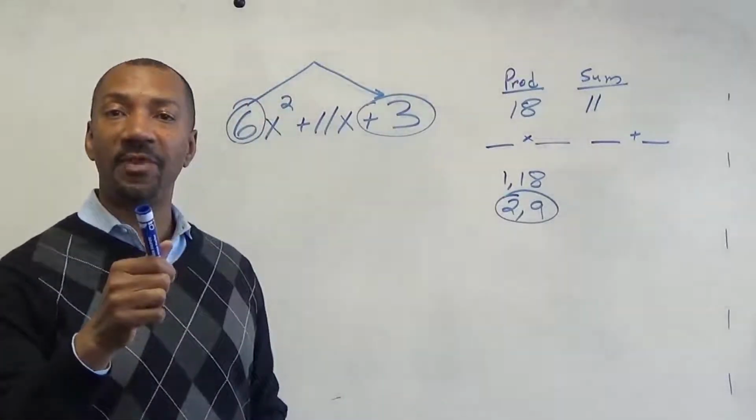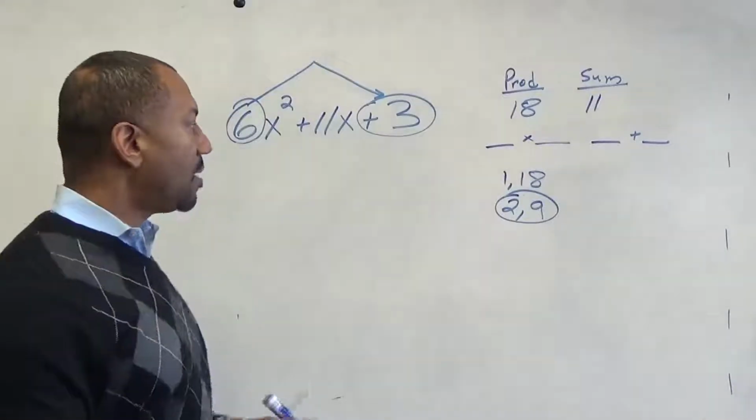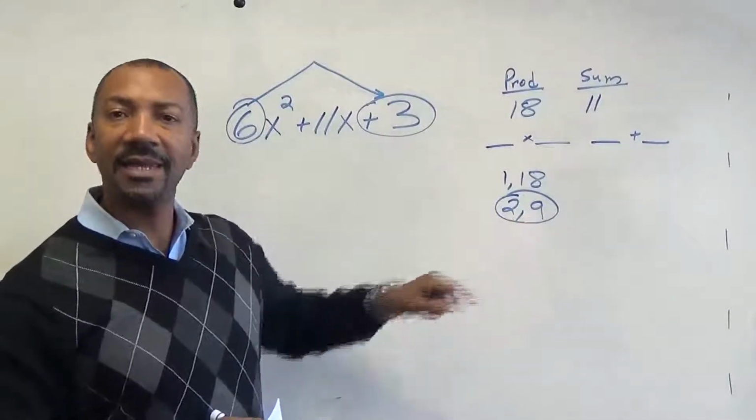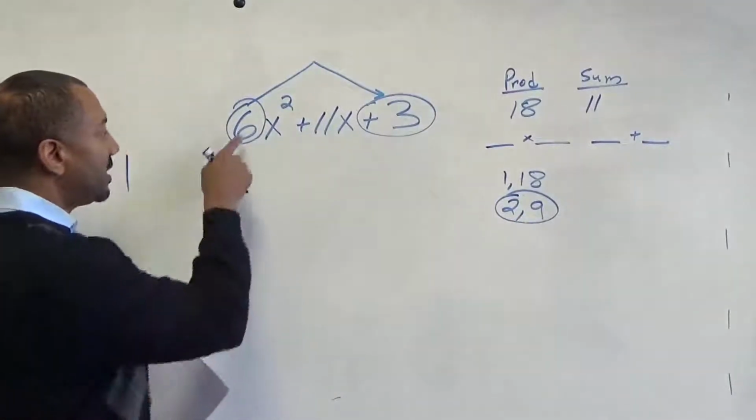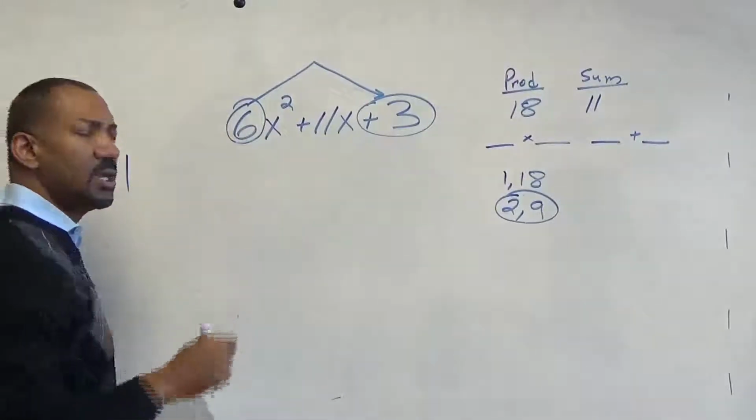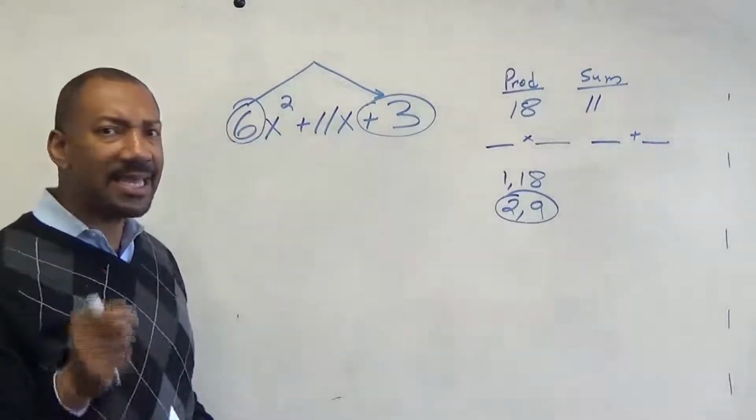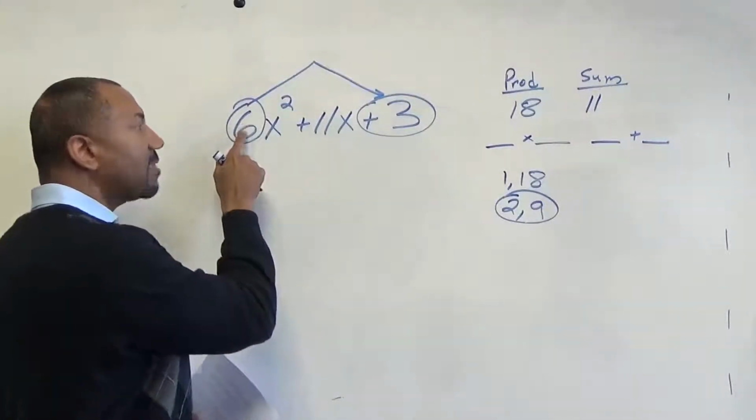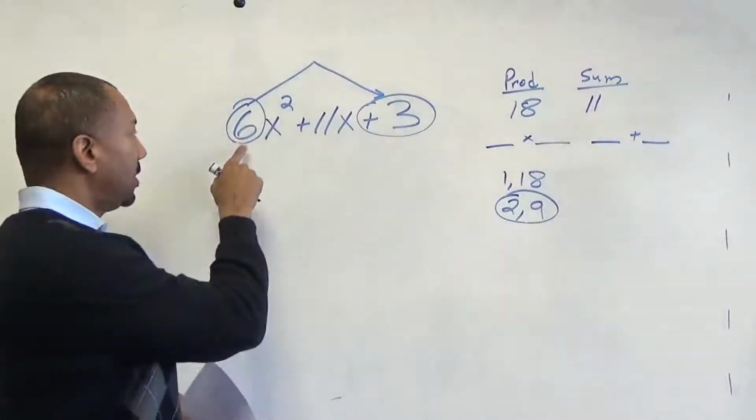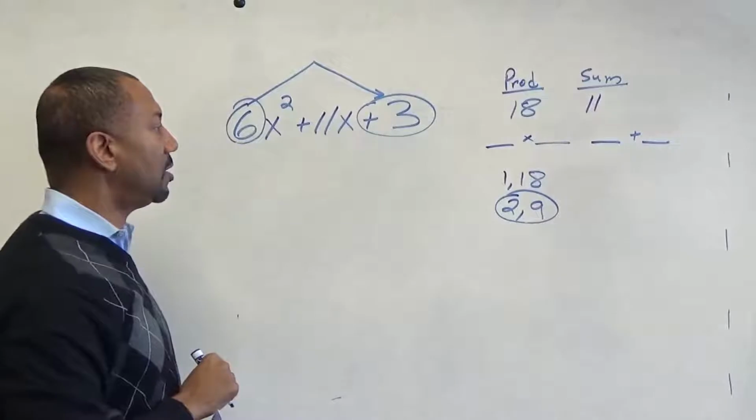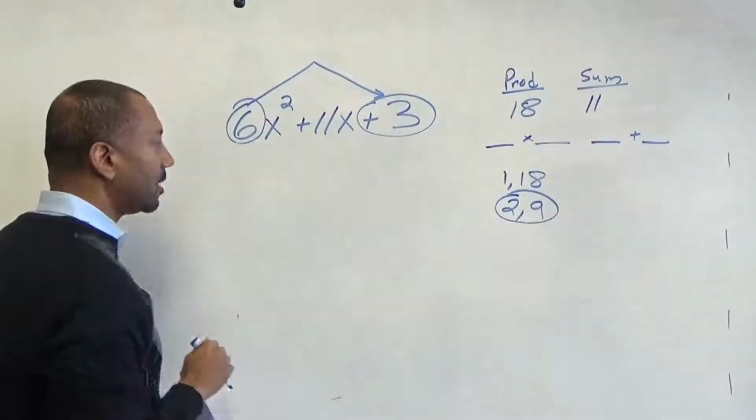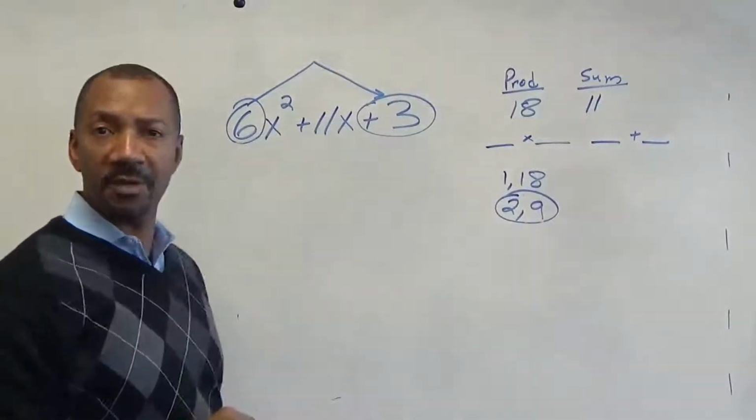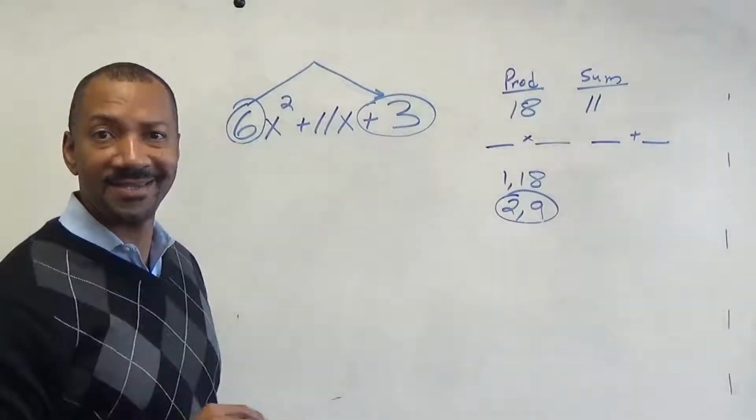But wait, I want you to notice something. We are not going to take these two numbers and go directly to our answer like we would if this were the number 1. So I want you to make note of the fact that anytime we find ourselves looking at a number other than 1, we are going to do the following. I'm going to use these two numbers to break up this middle term. Everything else is going to stay the same.